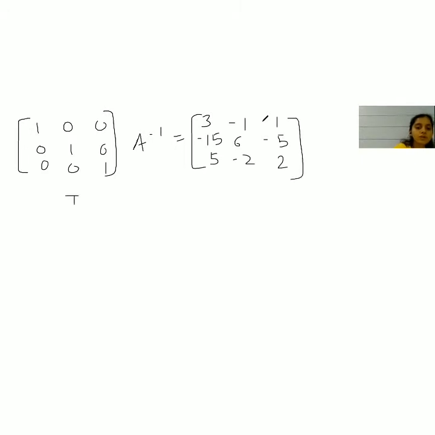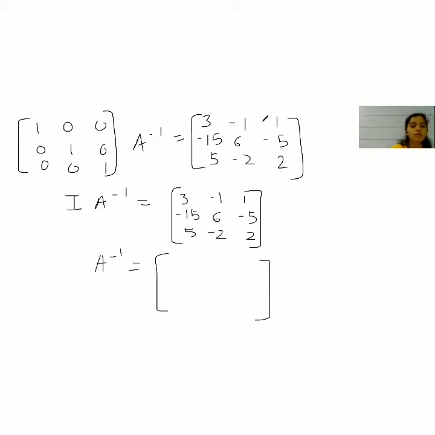Okay, so this is your identity matrix. I into A inverse is equal to 3, minus 1, 1, minus 15, 6 and minus 5, 5, minus 2 and 2. That means A inverse is this matrix that we have found, because I into A inverse is A inverse. So 3, minus 15, 5; minus 1, 6, minus 2; 1, minus 5 and 2.